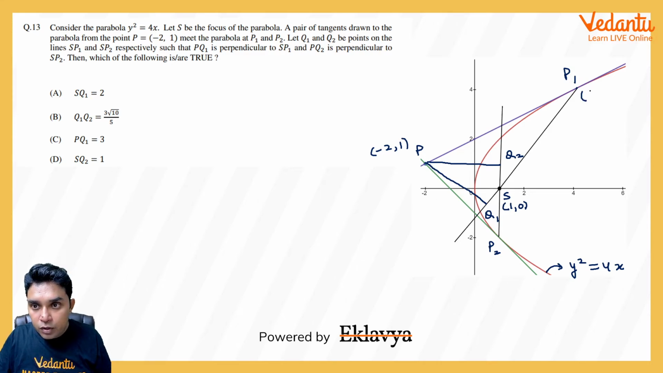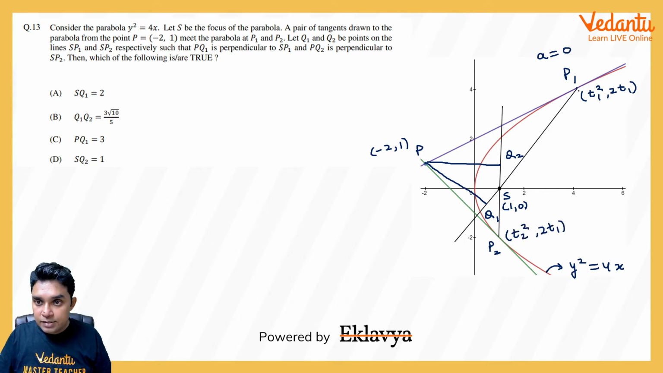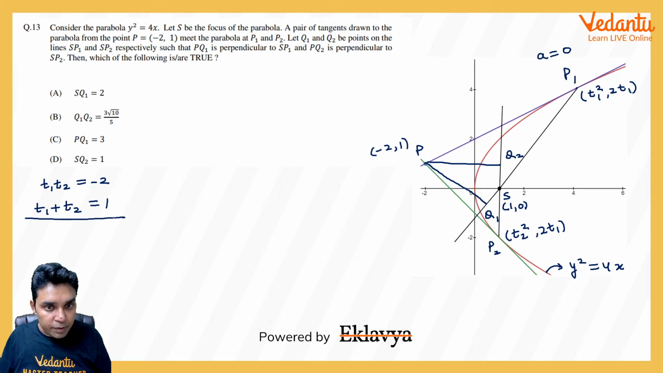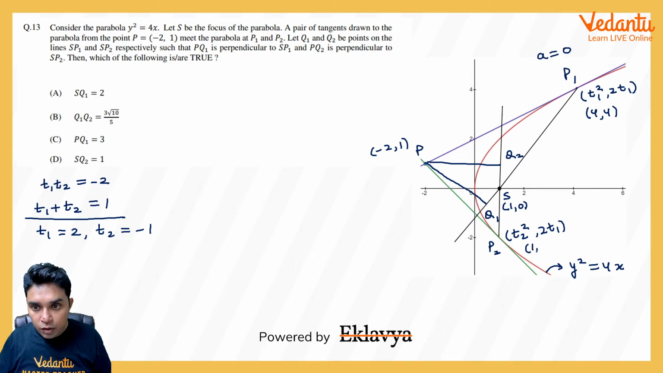Now we can take P1 to be (t1 square, 2t1) because my a is 1, so that is the parametric coordinate. Similarly for P2 I can take (t2 square, 2t2). There is a standard result that the point of intersection of tangents at P1 and P2 will have x coordinate t1 t2, the GM of the x coordinates, so minus 2 here, and y coordinate the AM of the y coordinates of P1 and P2, which will be equal to 1. So if we simplify it, one of t1 or t2 will come out to be 2 and the other will come out to be minus 1. So I can rewrite the coordinates of P1 as (4, 4), and P2 will be (1, -2) here.